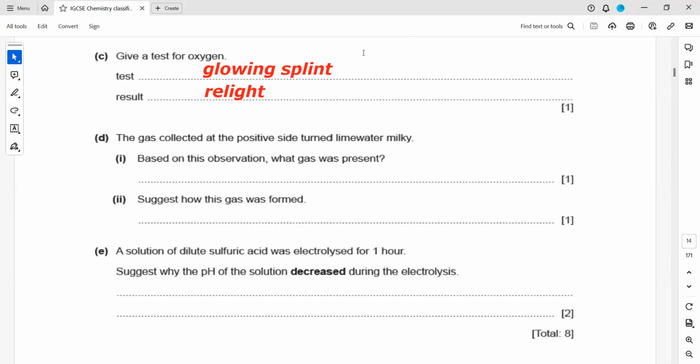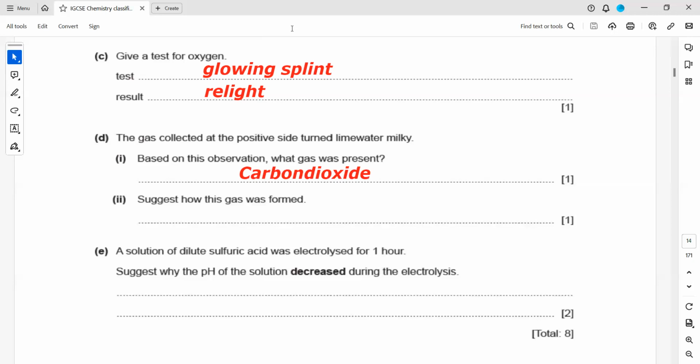Based on this observation, what gas was present? Which gas turns lime water milky? That is carbon dioxide. Carbon dioxide turned the lime water milky.